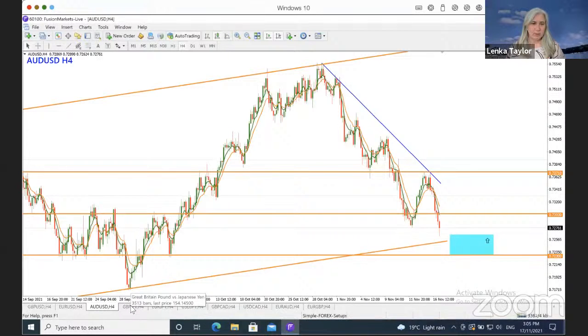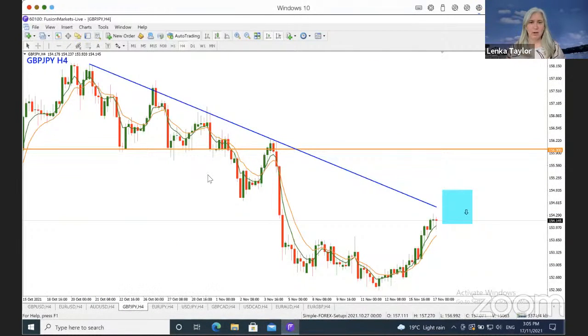Next currency pair I'm looking at is GBP/JPY. And GBP/JPY, I'm looking for a short. This was actually a currency pair that I had a trade on about 2-3 weeks ago at this level. Took the short down to here. Now we have a reversal, so I'm looking for another short from that same level.